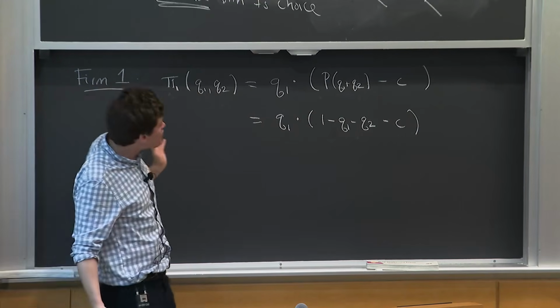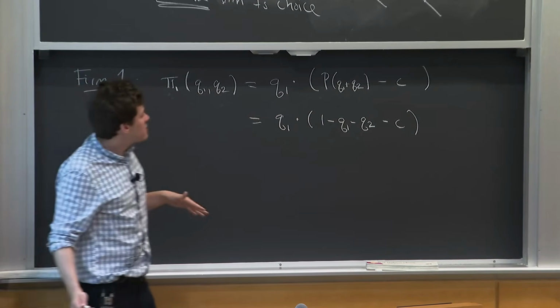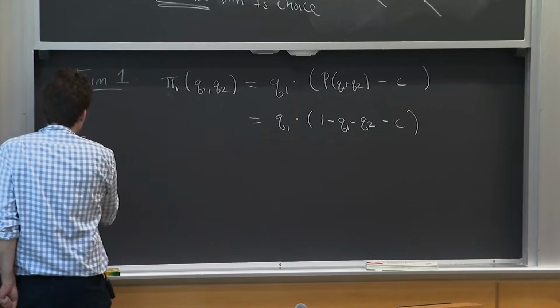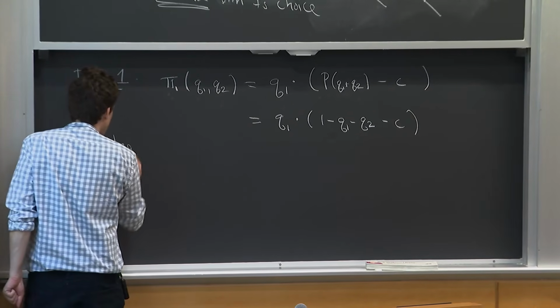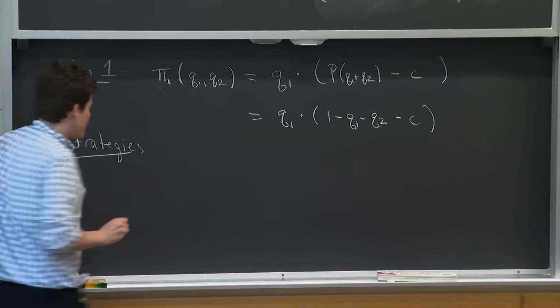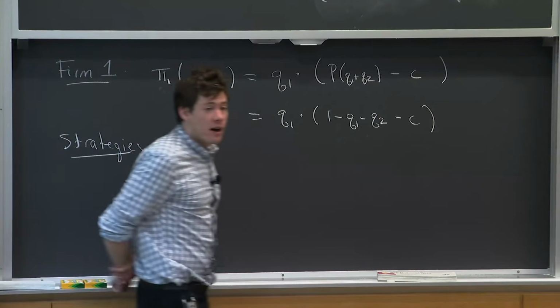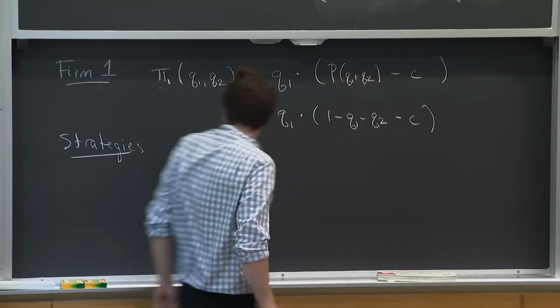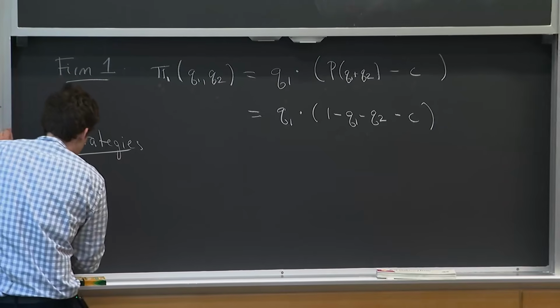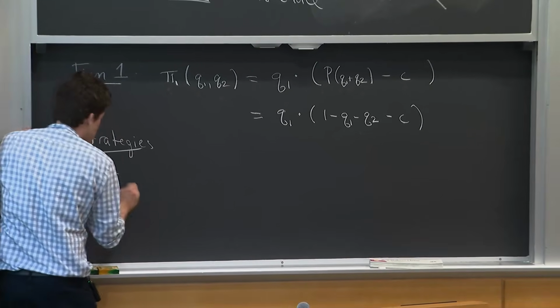OK, so now we've specified the payoffs. We still have to specify strategies, though. And this, I think, is where it gets a bit tricky. Any ideas? Let's start with player 1, firm 1. Maybe I'll call them F1 and F2 for firm. What is a strategy for firm 1?